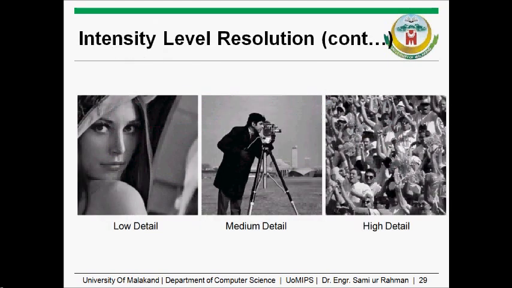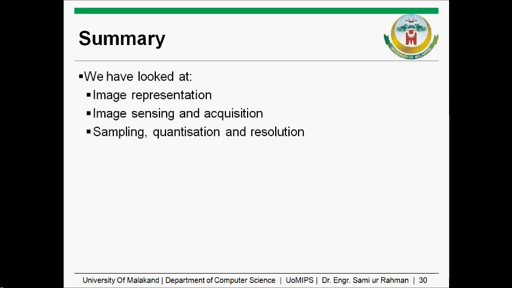Okay, so there are three different images. In one image we have low details, in the second image medium details, and in the third image high details. So low detail, low resolution, medium detail, medium resolution, and high resolution. Okay, so here we would stop and then we will continue next week.